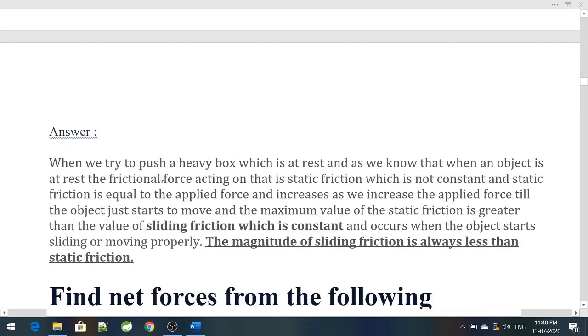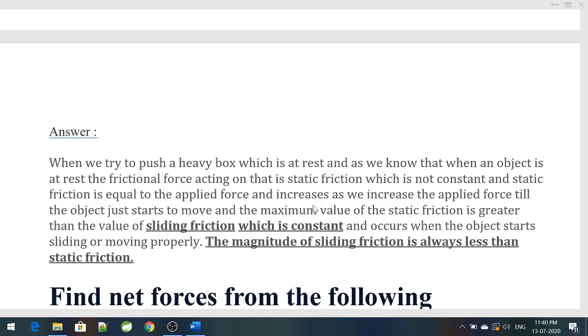When we try to push a heavy box which is at rest, as we know, the frictional force acting on it is static friction, which is not constant. Here also it possesses static friction, which is why it is not moving. Static friction is equal to the applied force, and it will increase as we increase the applied force till the object just starts to move, and the maximum value of the static friction is greater.